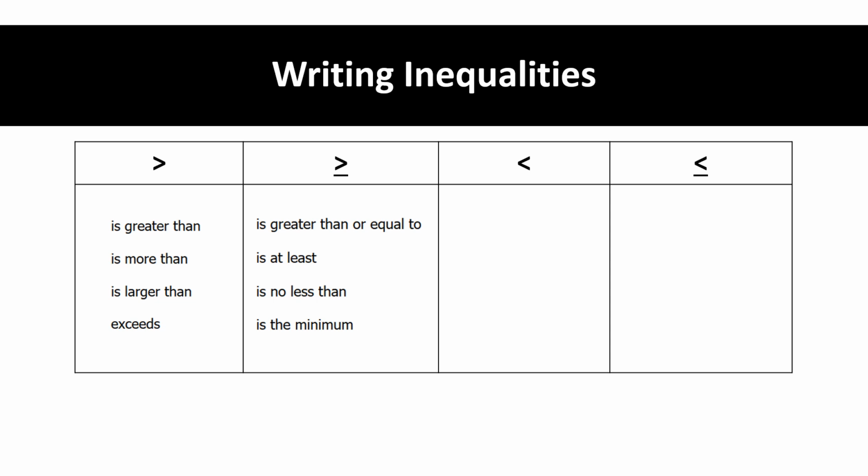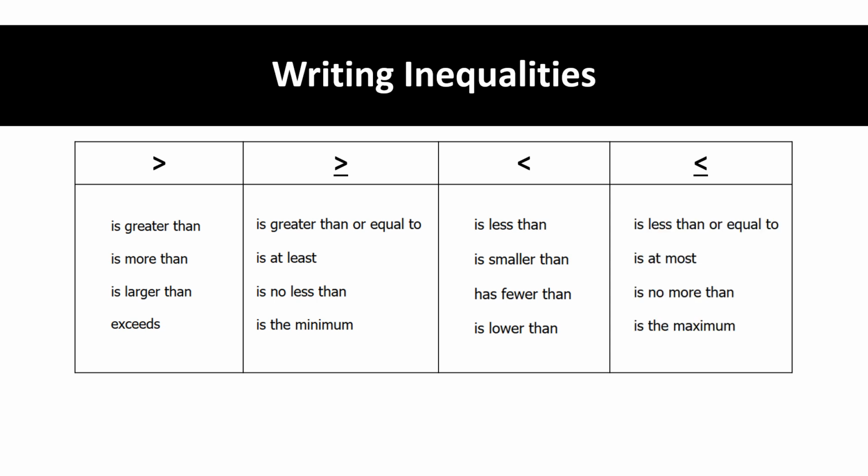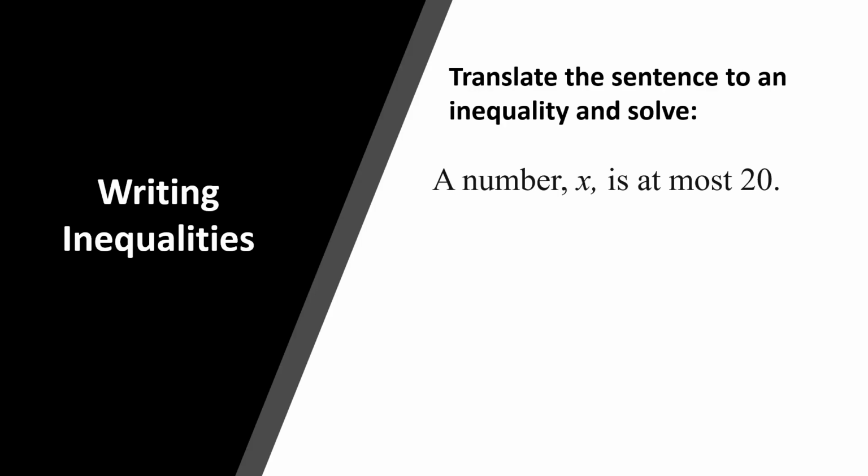Now less than would include is smaller than, has fewer than, or is lower than. And finally, less than or equal to includes is at most, is no more than, is the maximum. So we'll work through a few of these examples. Translate the sentence into an inequality and solve.